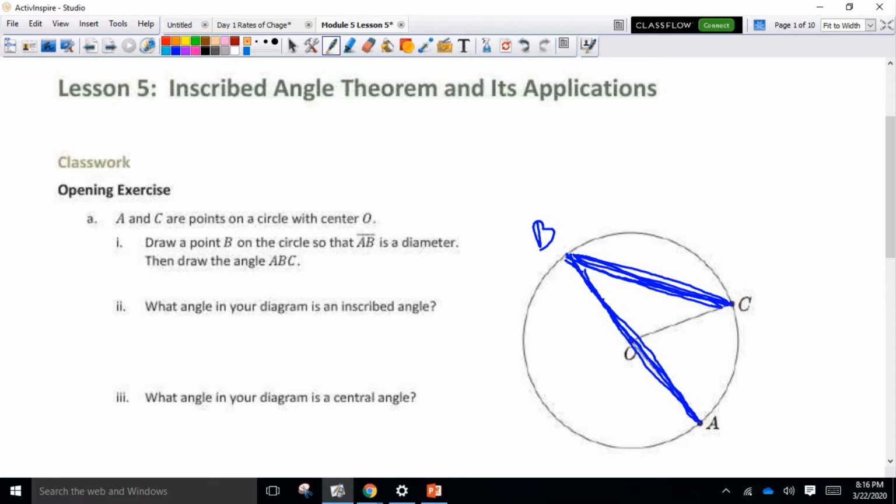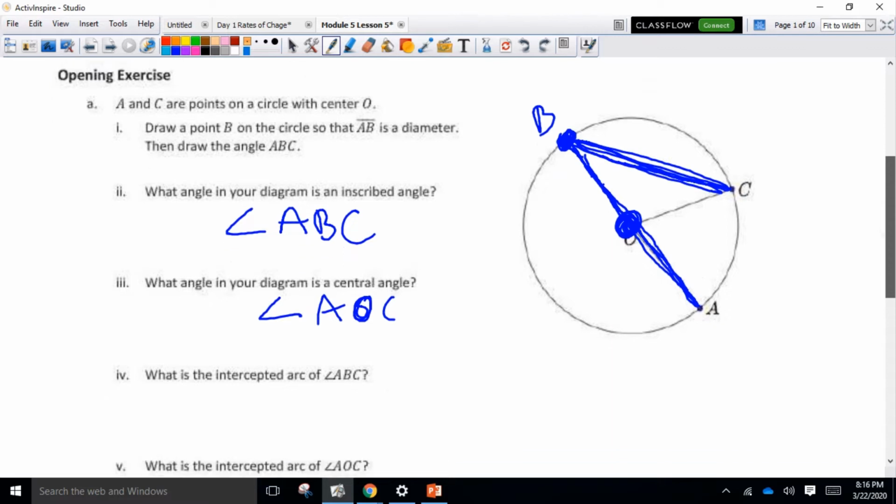What angle in your diagram is the inscribed angle? That angle we just made is inscribed because it's on the circle. The vertex is on the circle, so it's inscribed. Which angle is the central angle? AOC, right? The vertex is the center, so it's a central angle.